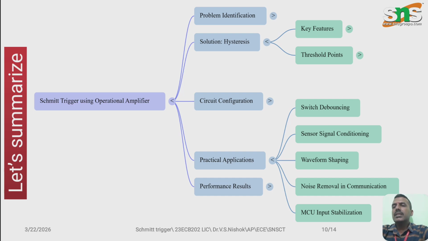So it is time for summarization. Schmitt Trigger using operational amplifier. We have seen this topic with the main drawbacks of electronic systems, which were overcome with the help of the hysteresis concept used in the Schmitt Trigger circuit, and its practical applications.